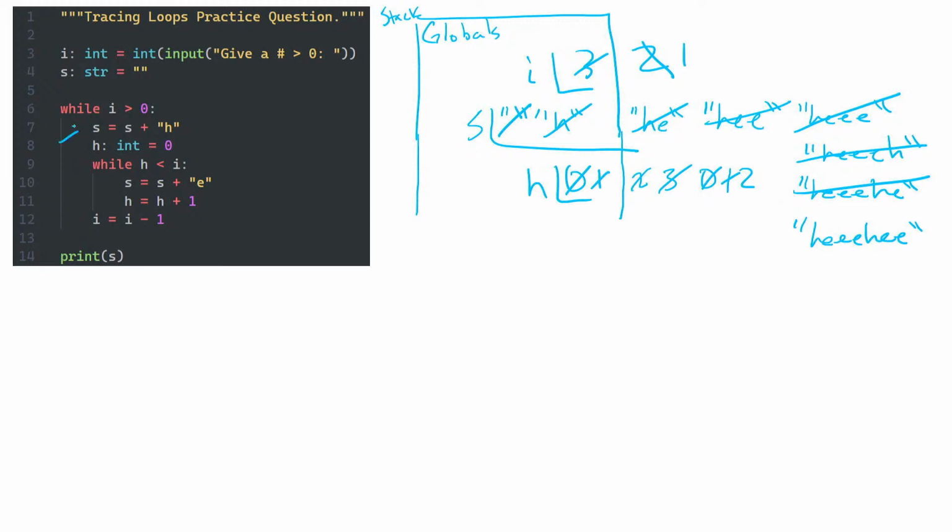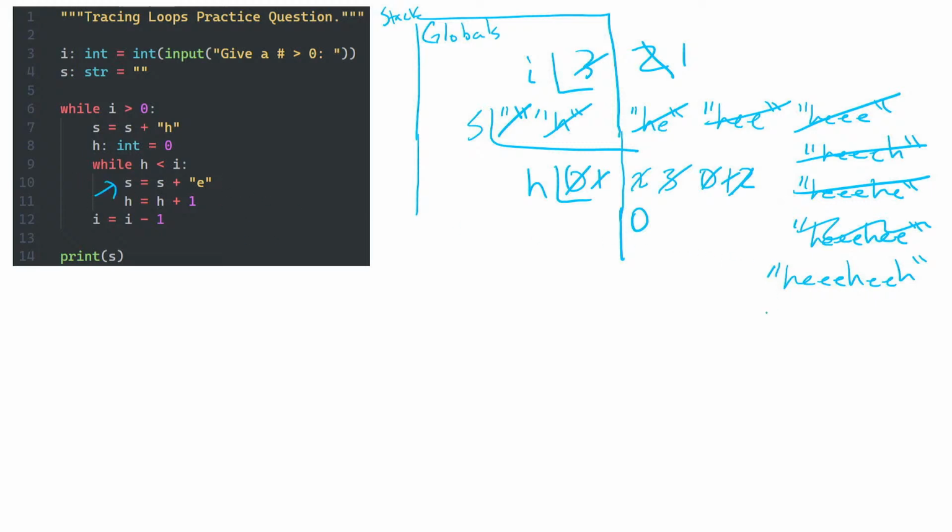So let's jump in. And once again, we're at line 7 and concatenating an H onto the end of this string. So now it's H, 3 E's, H, 2 E's, H. And H is reinitialized back to 0. So I'm going to bring this around because we're starting to have a lot of values of H here. And we test, is H less than I? H is 0, I is 1. So that's true. We go into the repeat block.